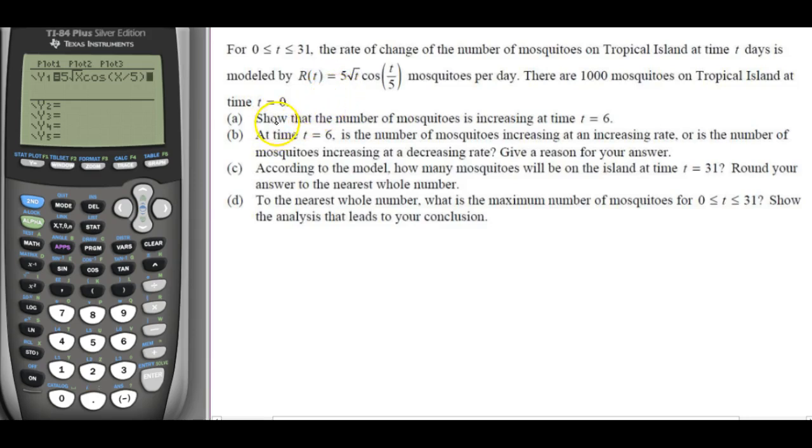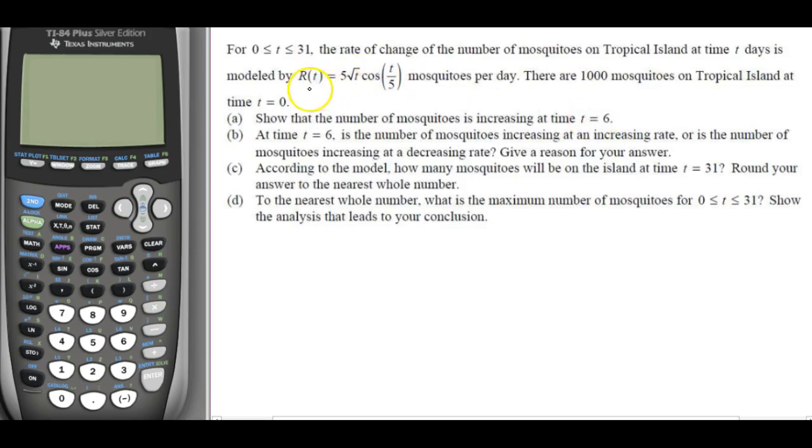So now let's look at part A. Show that the number of mosquitoes is increasing at time t equals 6. So I want to show the number of mosquitoes is increasing. So what I would need to show is that the rate of change of the number of mosquitoes is positive. So here's where a lot of students are going to make a mistake: they're going to think I need to take the derivative of r of t and substitute in 6. Because they understand that to find where a function is increasing, I need to know that its derivative is positive. So at this specific time, I would need to show that the derivative is positive.